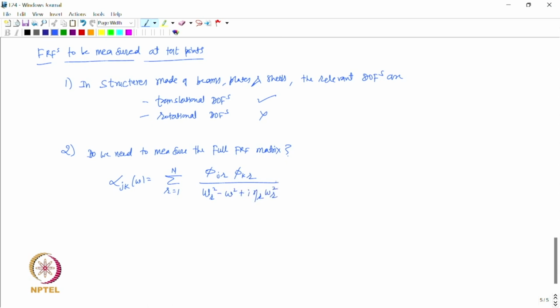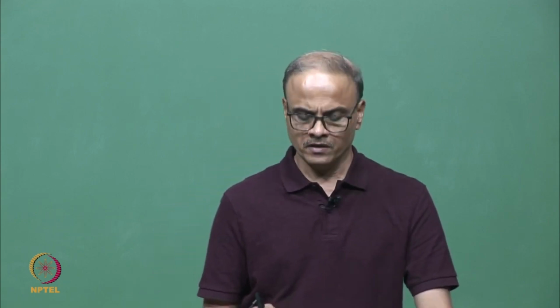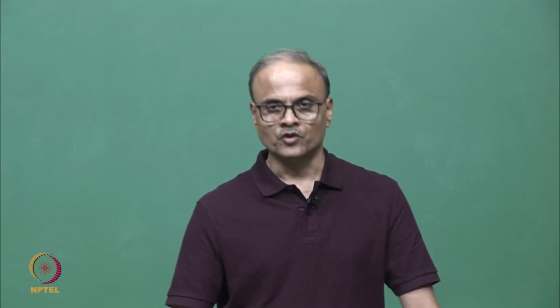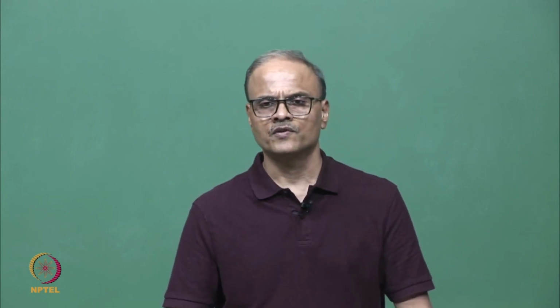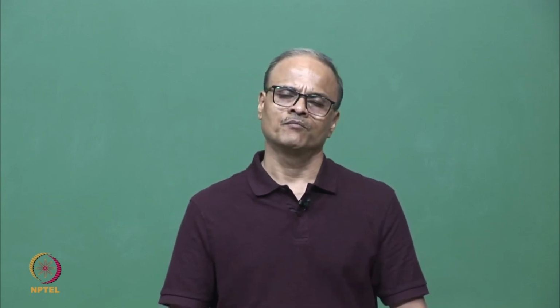So, this is the frequency response function alpha jk, and what we observe from here is that in this FRF we have information about all the natural frequencies of the structure, because omega r is the natural frequency, r varying from 1 to n. All the natural frequencies affect this FRF. Similarly, if you look at the damping factor eta r, all the damping factors affect this FRF. So it means that this FRF contains information about the natural frequencies of all the n modes, and the damping factors of all the n modes.